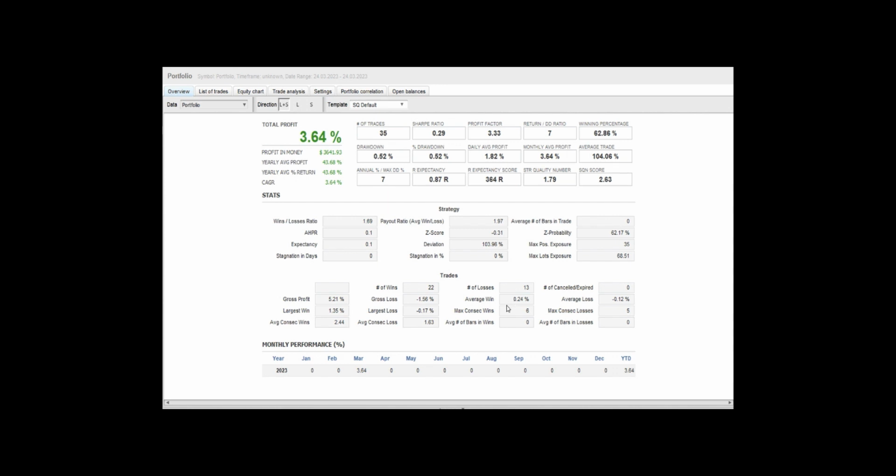The maximum consecutive wins were 6, and the maximum consecutive losses were 5. However, the average win was twice the average loss, and the average win was 0.24%, while the average loss was 0.12%. We used a move stop loss to break even and protect our positions. The gross profit was 5.21%, and the gross loss was minus 1.56%. These results show that this is a robust system that can work long term.